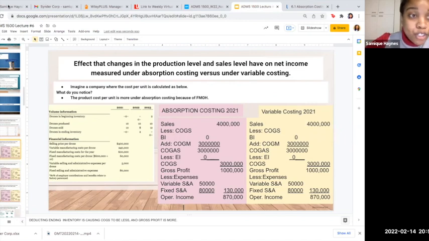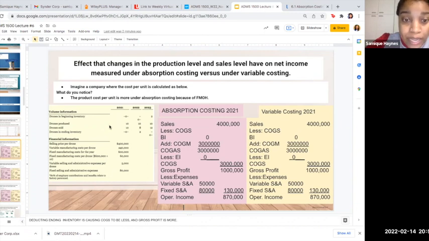All right, so let's get into this. This part is the abstract part. I'm going to try my best to be as detailed as possible here, so please, your full attention at this part. This is a common exam question, very common. Understanding the effect that changes in production level and sales level have on net income under absorption costing and variable costing. Let's get into it.